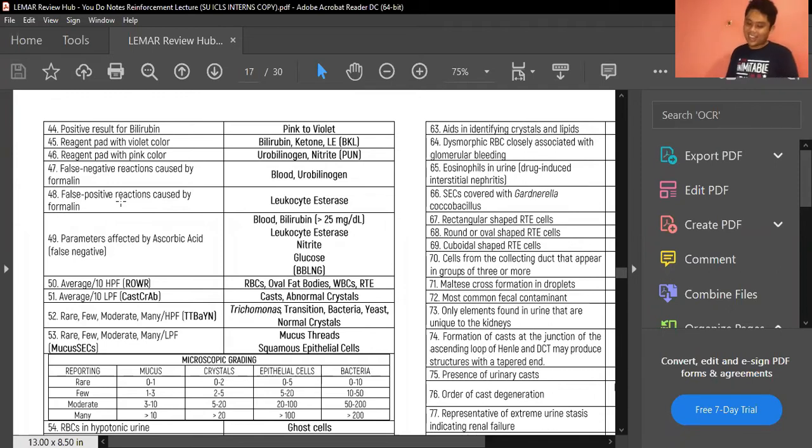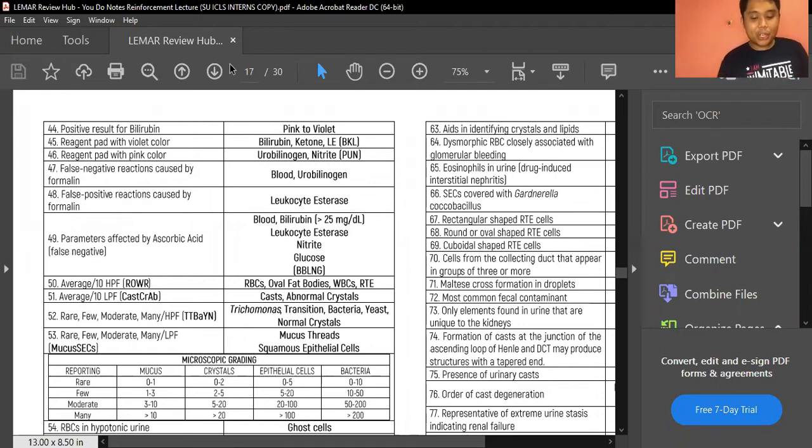Now, reporting, and the mnemonics there. Number 1, average per 10 HPF. What's the mnemonic? ROAR. ROAR: RBCs, oval fat bodies, WBCs, and RTE cells. Take note, ROAR.